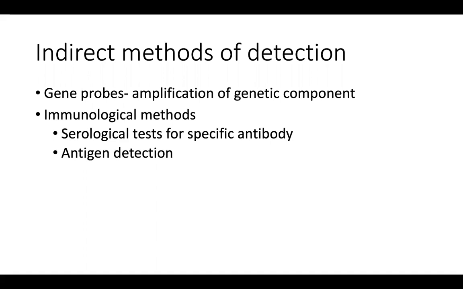So indirect methods of detection, we've talked about this. Genetic components, an example is use of gene probes. So you target a certain part of the bacterial genome. You also have the immunological method, so you can either look for the antibody against the bacterium, or you can look for the bacterial antigen, whether it's present in the person with the infection.